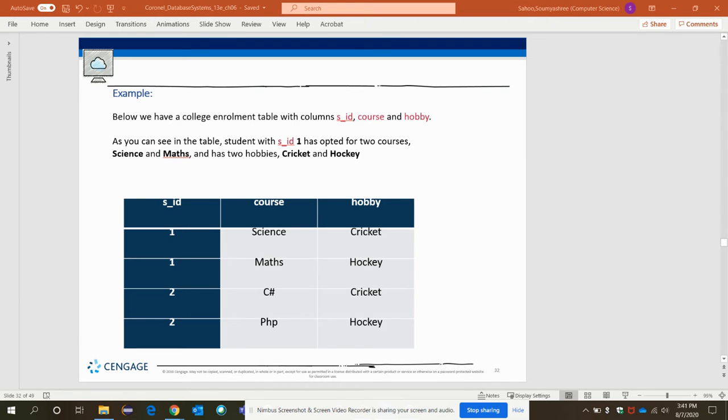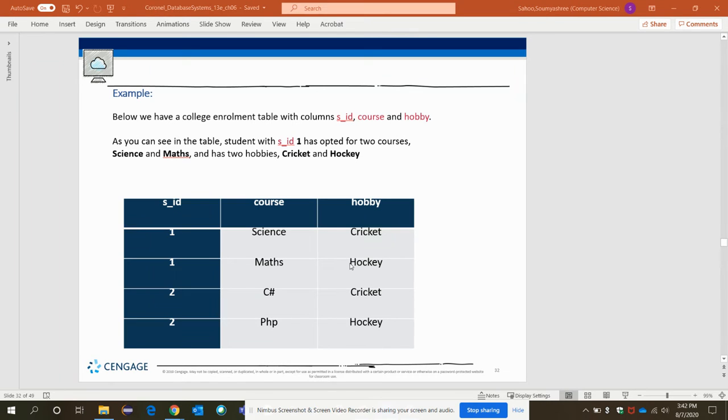This is a college enrollment table with the columns SID, course and hobby. The student SID 1 has opted for two courses, science and maths, and two hobbies, cricket and hockey. These two records of SID 1 will give rise to two more records, because for one student with two hobbies, along with both the courses, these hobbies should also be specified.